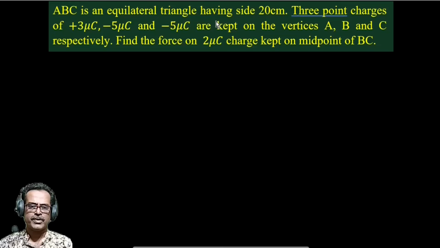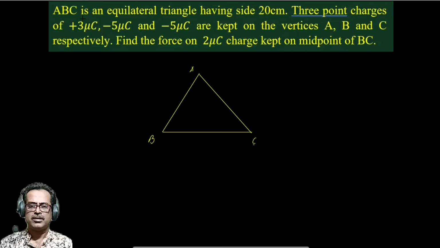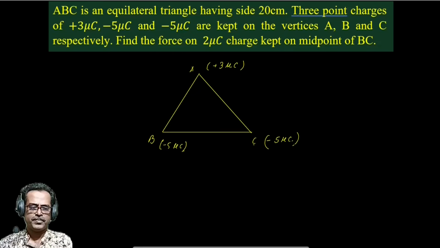ABC is an equilateral triangle having sides 20 cm. Three point charges, plus 3 microcoulomb, minus 5 microcoulomb and minus 5 microcoulomb, are kept on vertices A, B, C respectively. Find the force on a 2 microcoulomb charge kept on the midpoint of BC. So this is an equilateral triangle having sides, this is ABC, with charges plus 3 microcoulomb at A, minus 5 microcoulomb and minus 5 microcoulomb, and the charge is kept at the midpoint of BC.